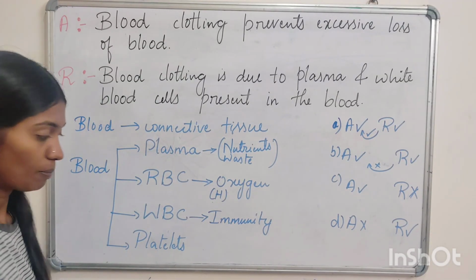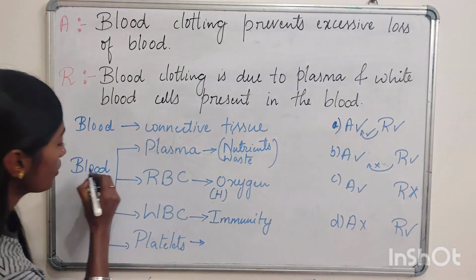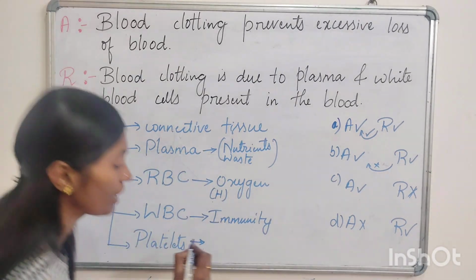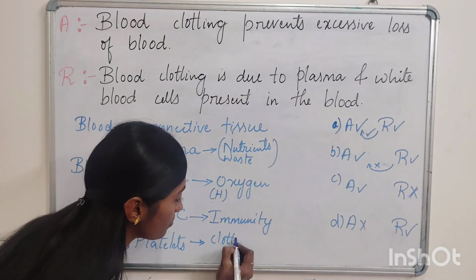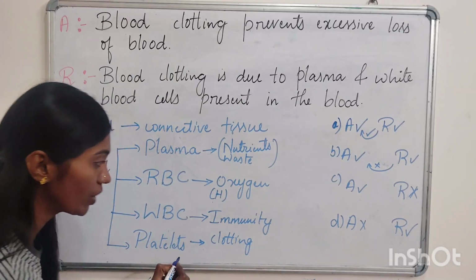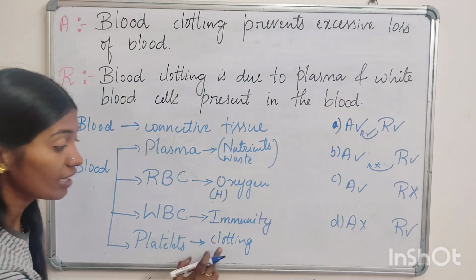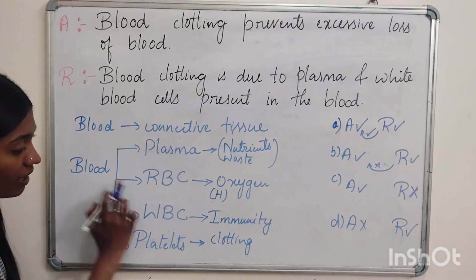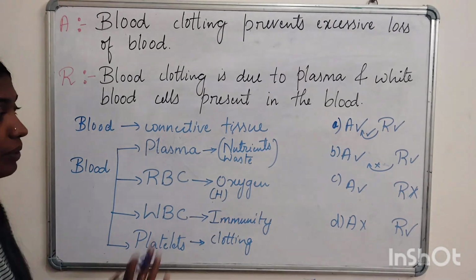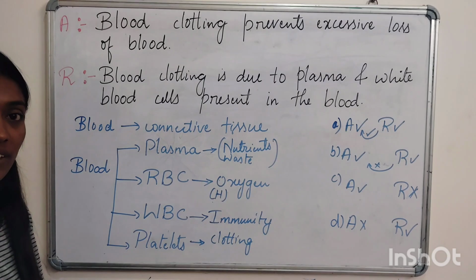Platelets. So what are platelets? These are the components of the blood that help in clotting the blood. Blood clotting, who is doing this? Not WBC, not RBC, not plasma. Then who? The platelets present in the blood clot it. With this knowledge, we can answer this assertion and reason.